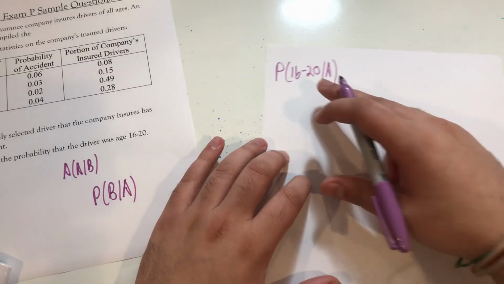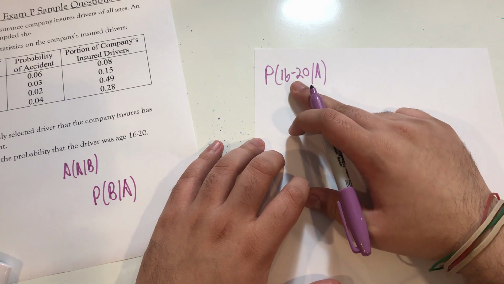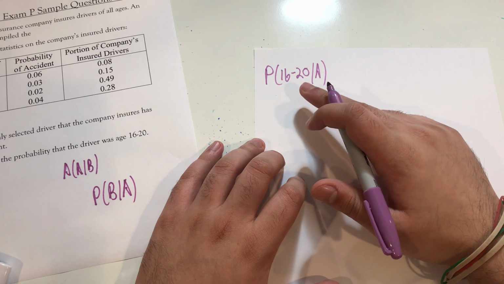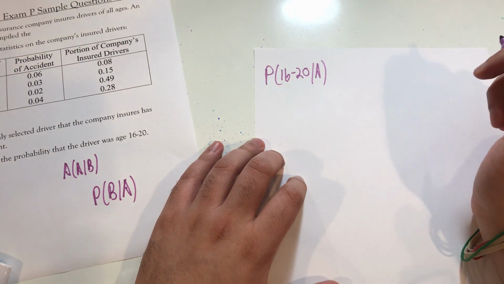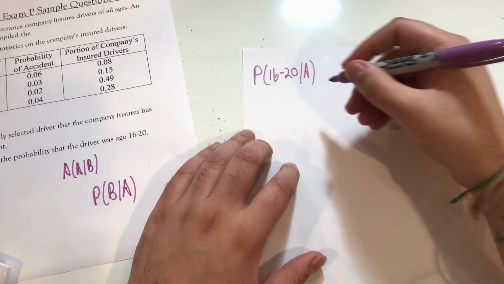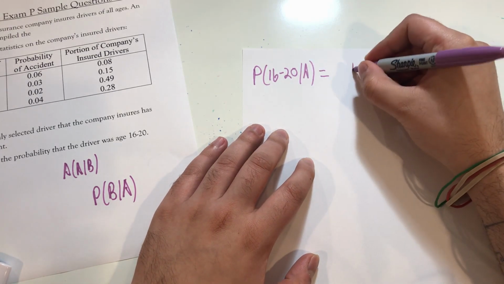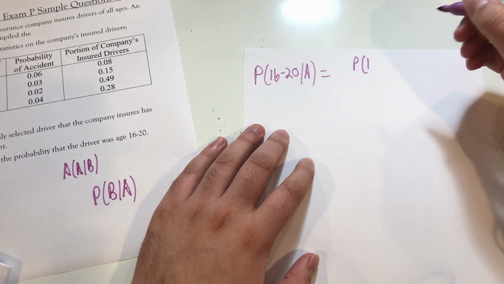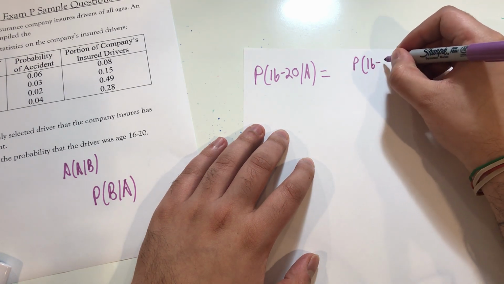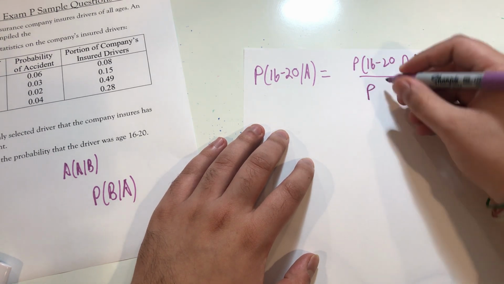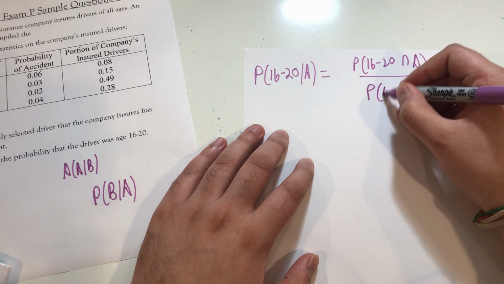We don't know the probability of being in this age group given you have an accident. But we do know the probability of getting an accident given you're in that age group. That's a telltale sign of when Bayes' theorem is going to be applicable to a specific question. So let's break this down. Ultimately, we're just trying to calculate the probability that you're not only in this age group, but you also have an accident. So the probability that you're 16 to 20 and you get into an accident, over the probability of getting into an accident.